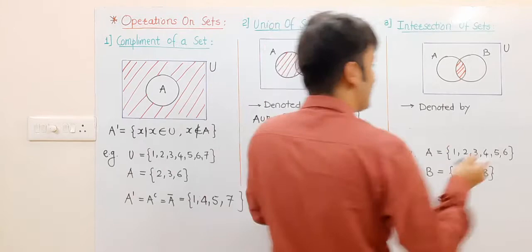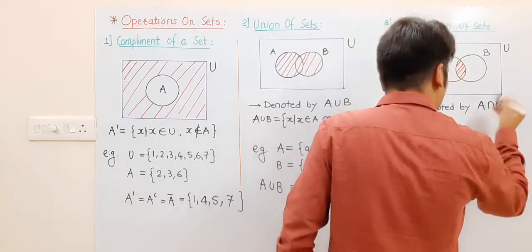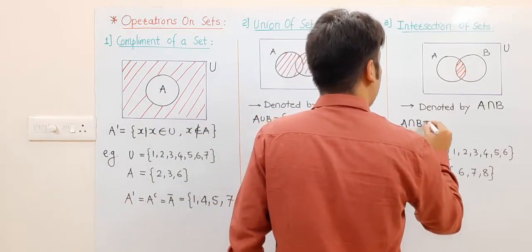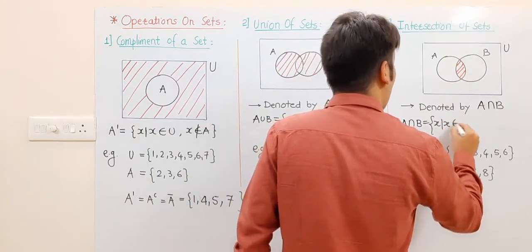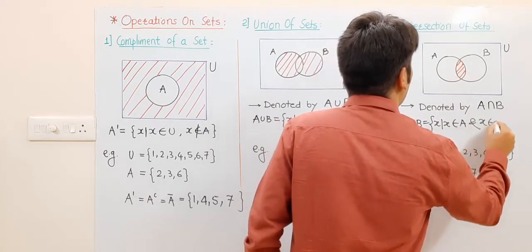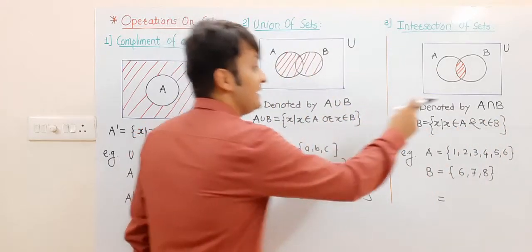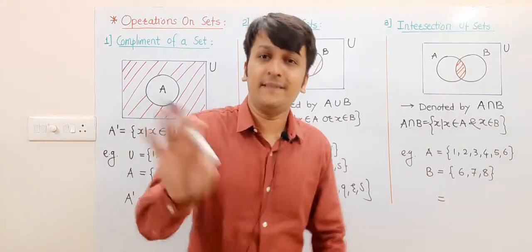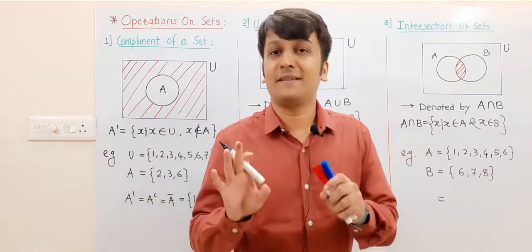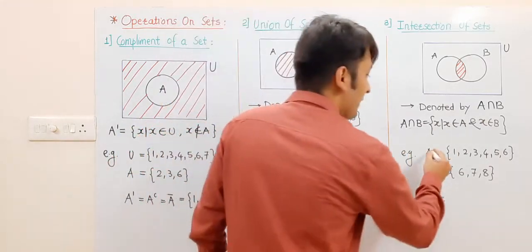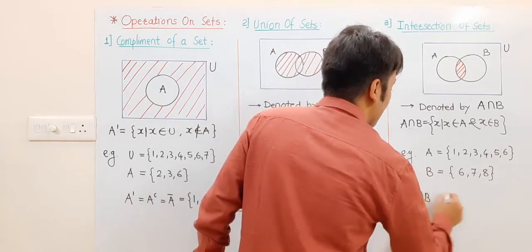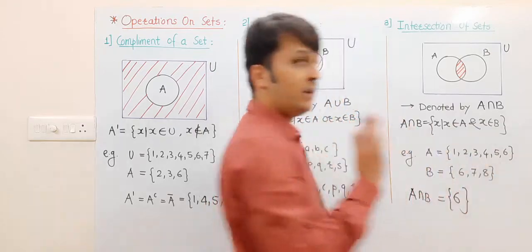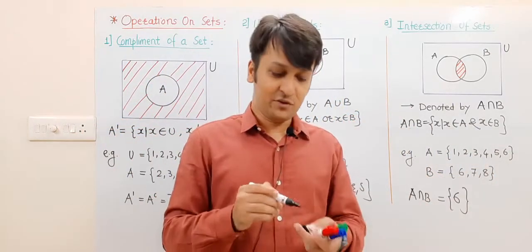So I can denote this by A intersection B, and I can write this in set form like this: X such that X belongs to A and X belongs to B, not OR. Here it's OR, here it's AND. So X is an element of A as well as an element of B, and that is called intersection. Correct? Now check the example. What's the common? Common is intersection. Can you tell me the common in this? Common in this is 6. Only 6 is the common element. Rest all are not common elements. So this is intersection. So everybody understood this?